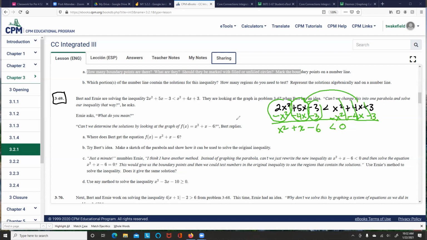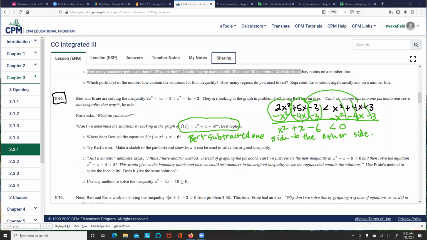So, that is how Bert got that equation. He combined the two equations, right? By subtracting one side from the other side. Okay, so instead of having two parabolas, we can just have one parabola now. Make a sketch of this parabola and show how it can be used to solve the original inequality.